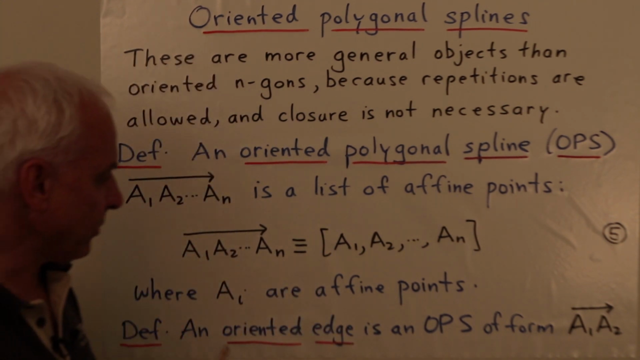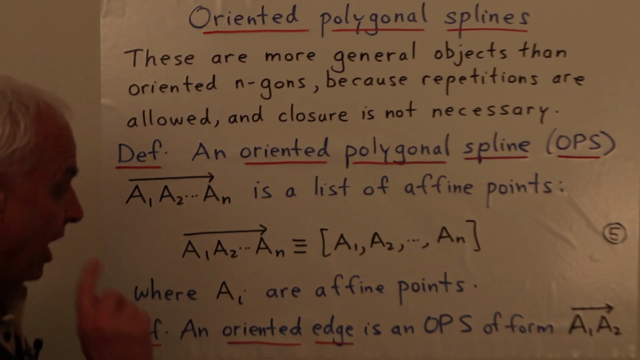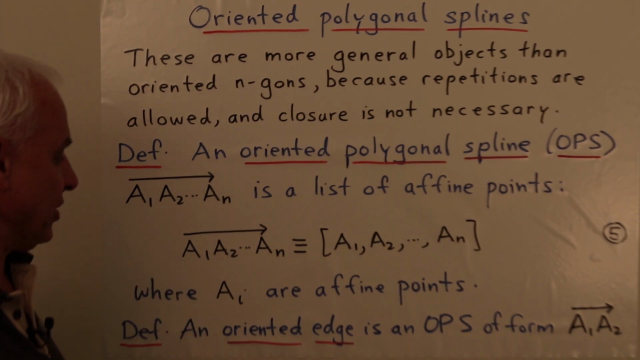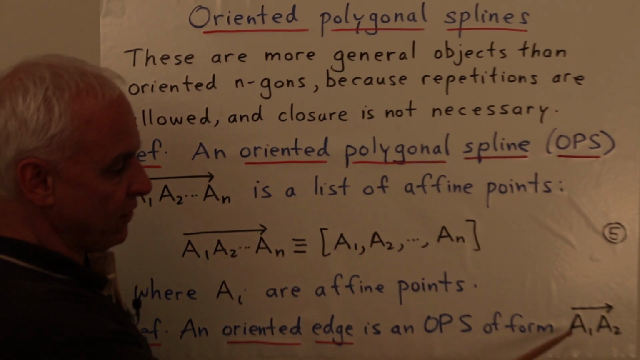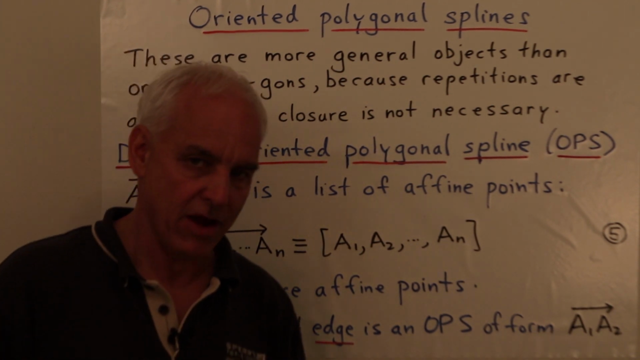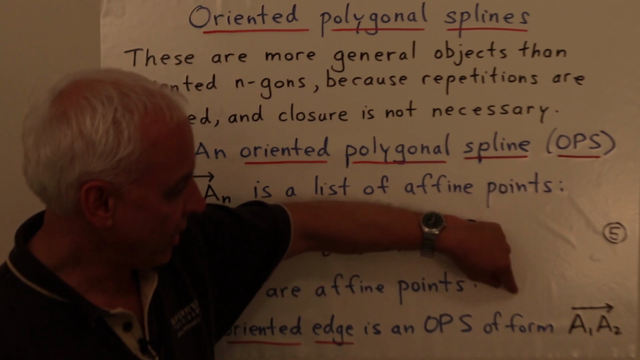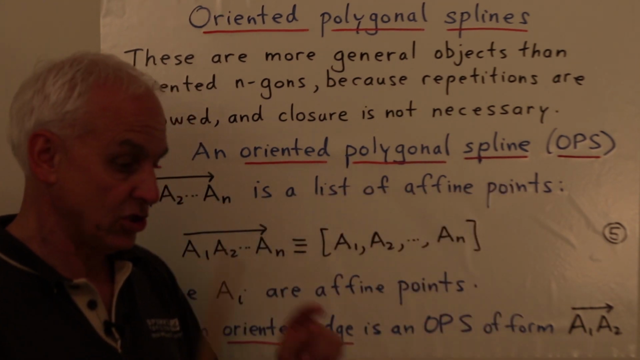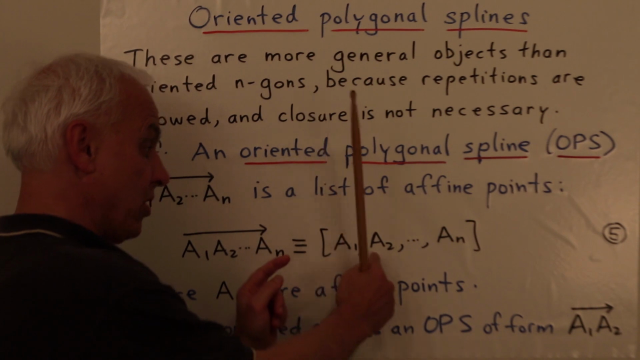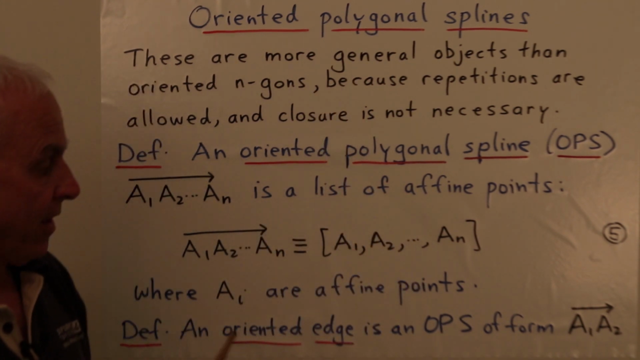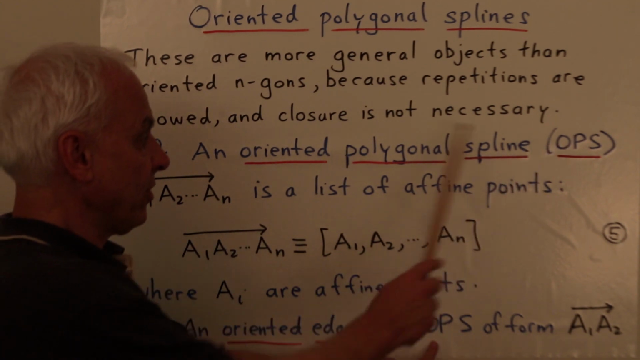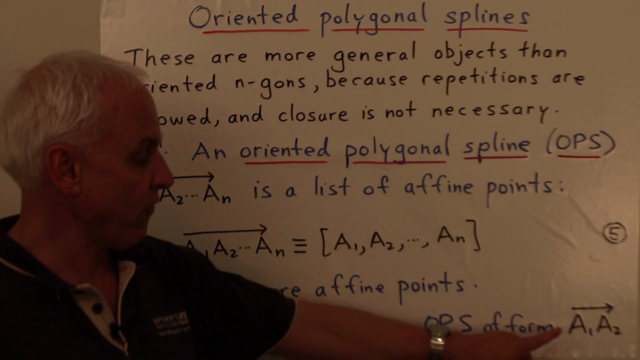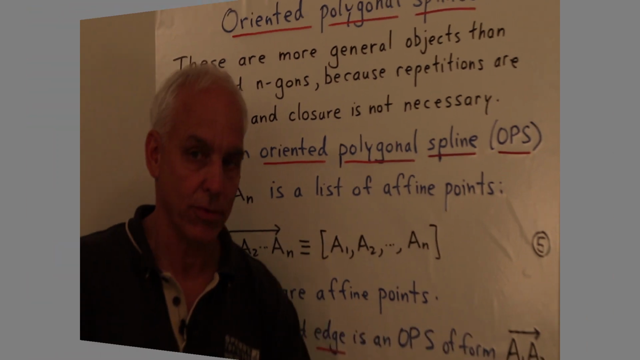And while we're at it, we're going to introduce a particular kind, the simplest kind of such thing, which isn't trivial: an oriented edge, when we only have two affine points, A1 and A2. And so we have an oriented edge, A1, A2, which is just the list A1, comma A2, end of list. And we'll call that an oriented edge. So that's an OPS, or oriented polygonal spline, of the form A1, A2.